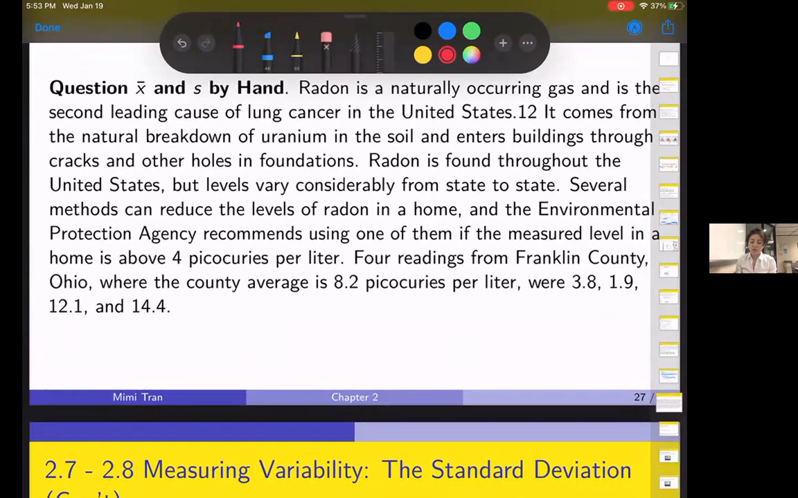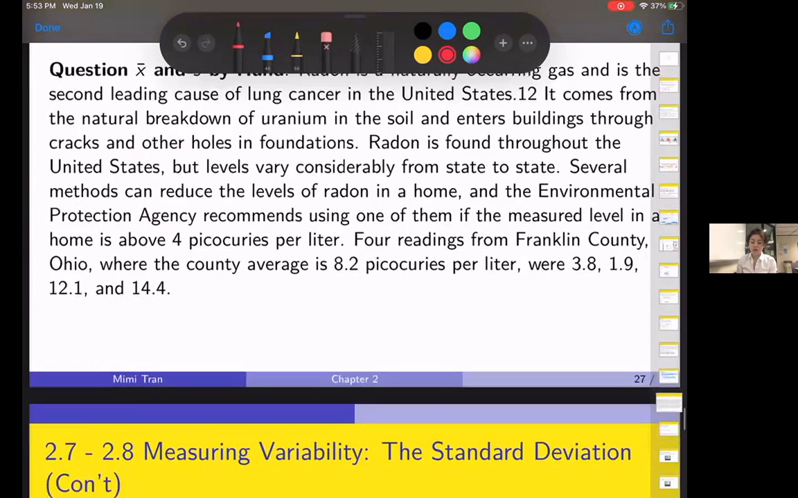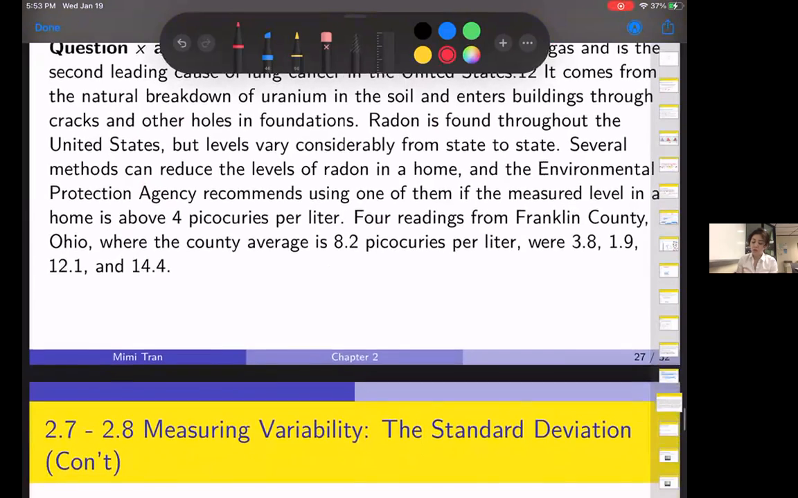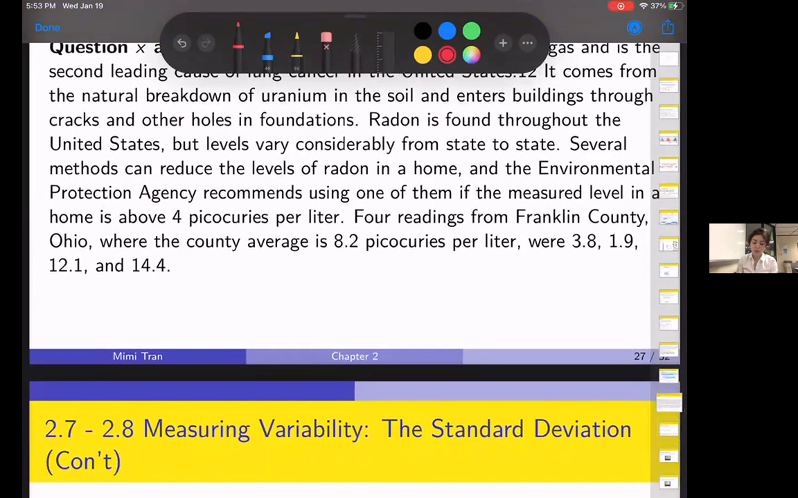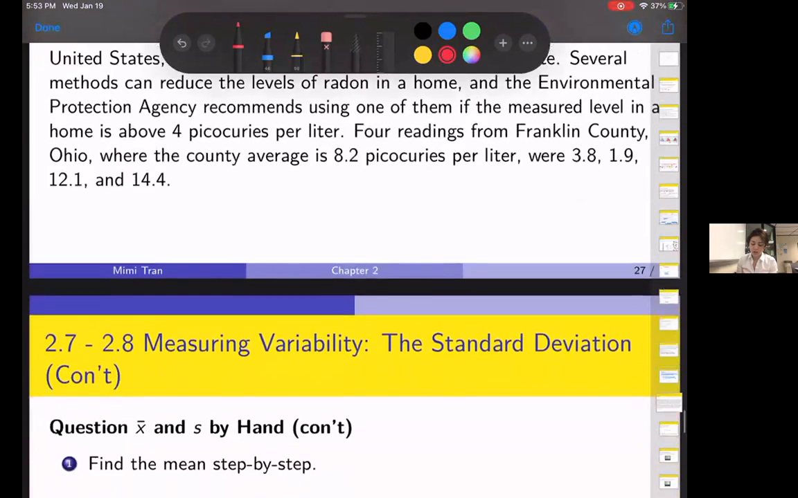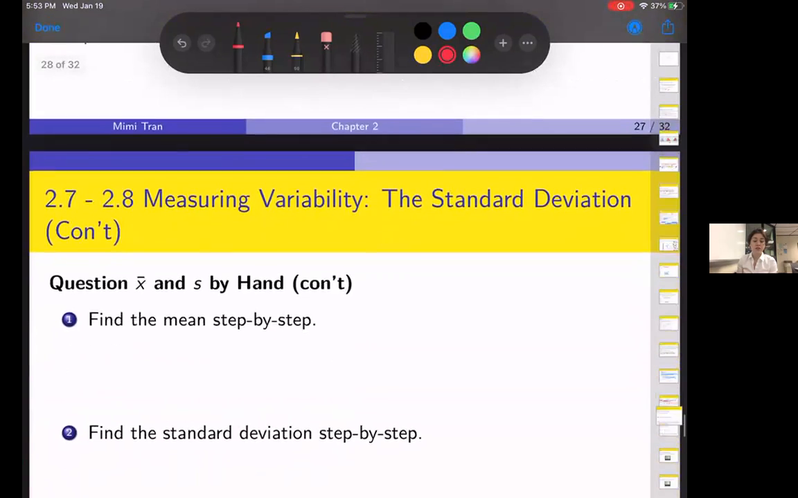Several methods can reduce the level of radon in a home, and the Environmental Protection Agency recommends using one of them if the measured level in a home is above 4 picocuries per liter. I hope I pronounced that correctly. Fall readings from Franklin County, Ohio, where the county average is 8.2 pCi/L, I'm just going to call it ppl, were 3.8, 1.9, 12.1, and 14.4. So we're going to calculate the mean and the standard deviation by hand.